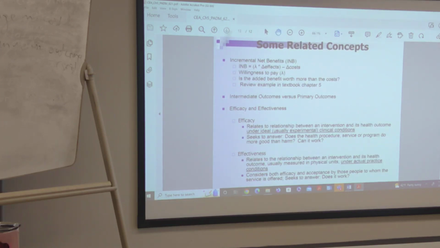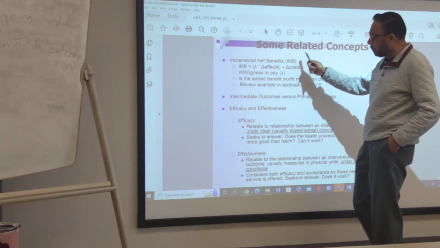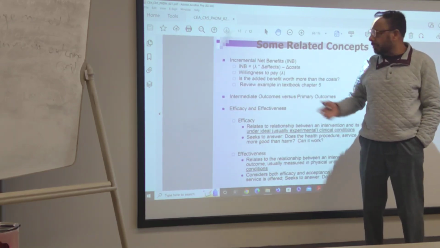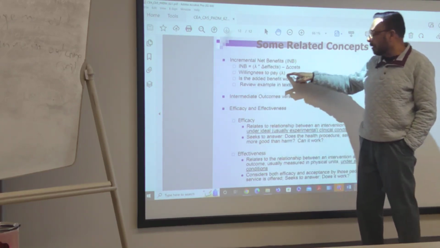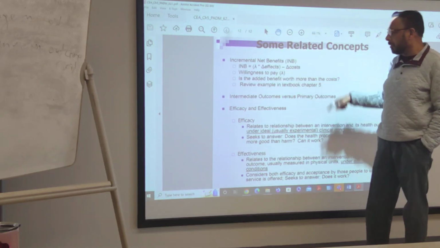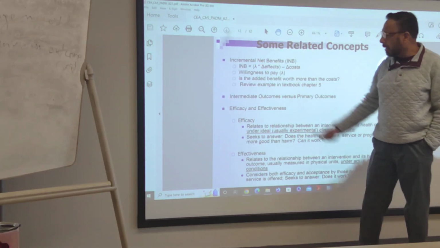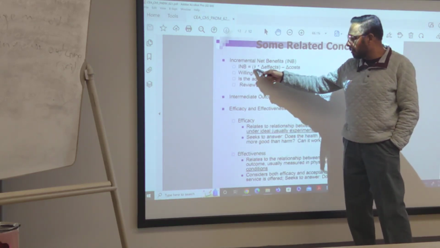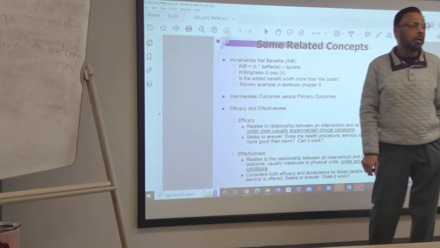Now some related concepts, and this is the last slide. Now we talk about incremental cost benefit ratio. Sometimes you would want to convert it to dollars, okay, that's what this is saying. If I can superimpose willingness to pay, then it becomes a cost benefit analysis. And this is the price, lambda. So if I can figure out the price, I can change it to a cost benefit analysis.